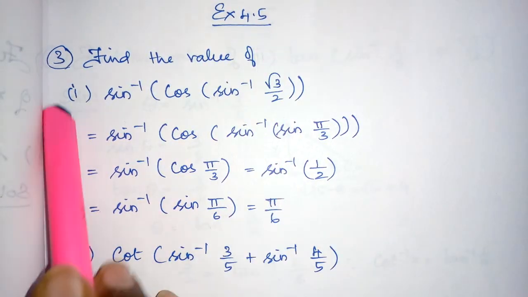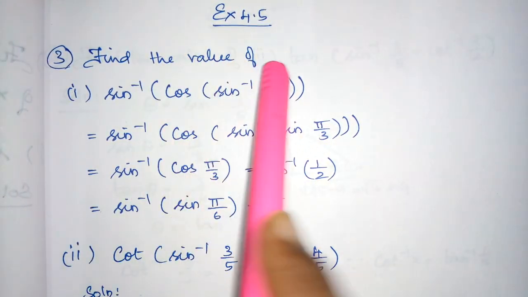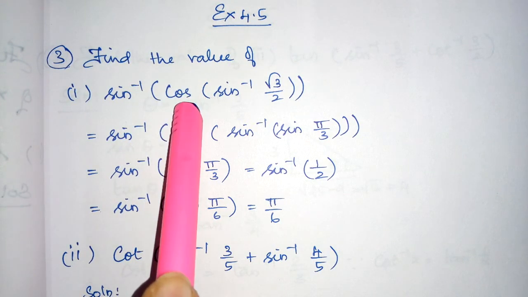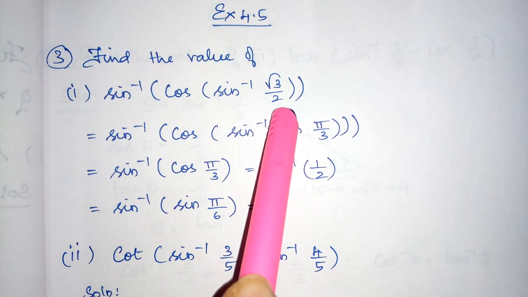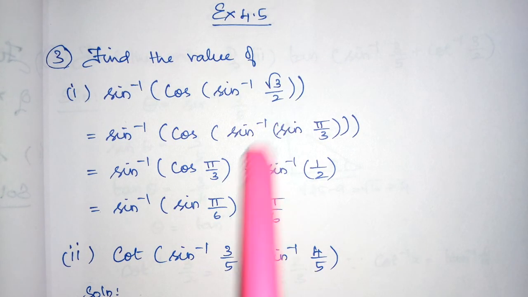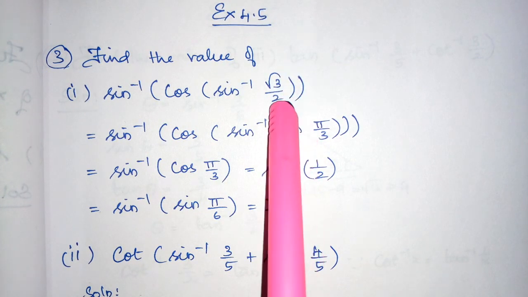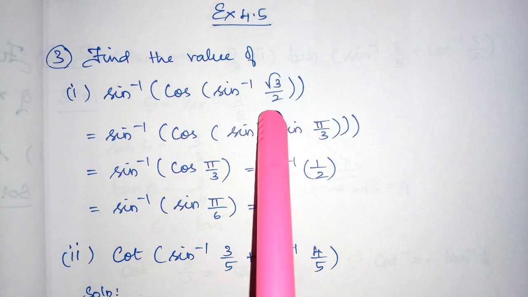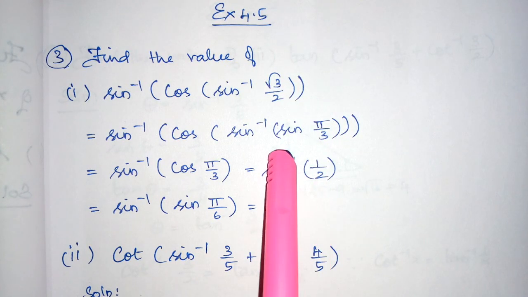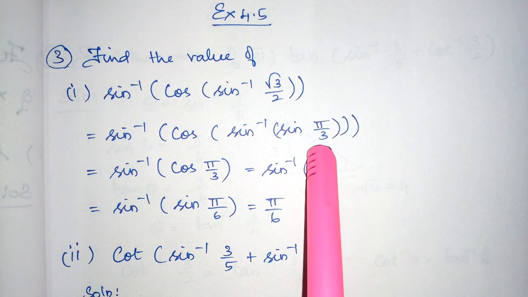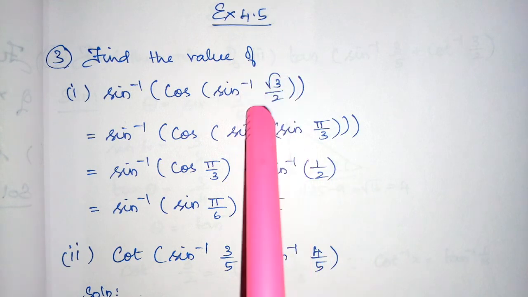Exercise 4.5 question number 3. Find the value of sine inverse of cos of sine inverse of root 3 by 2. Okay, the solution. Now you see here sine inverse of root 3 by 2. So I have to replace this by sine something. So I am going to replace it with sine pi by 3. You know that sine pi by 3 is root 3 by 2, isn't it?